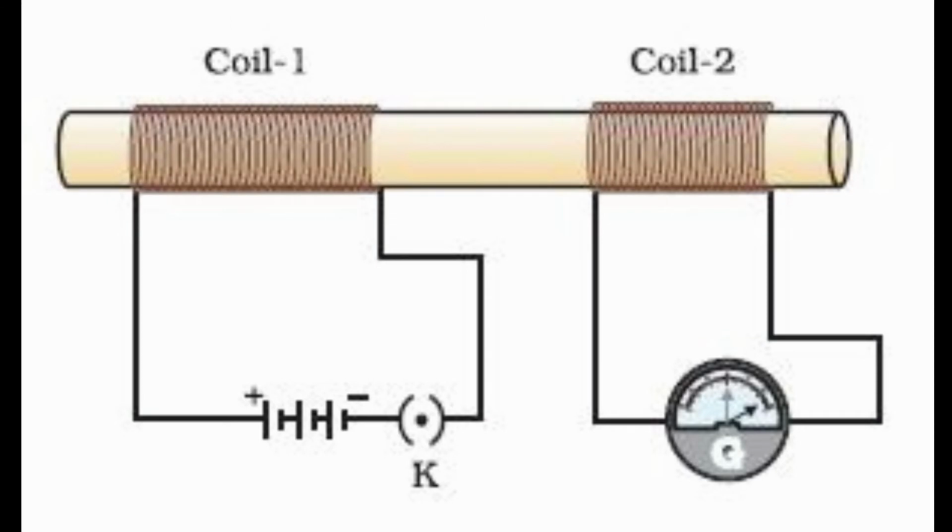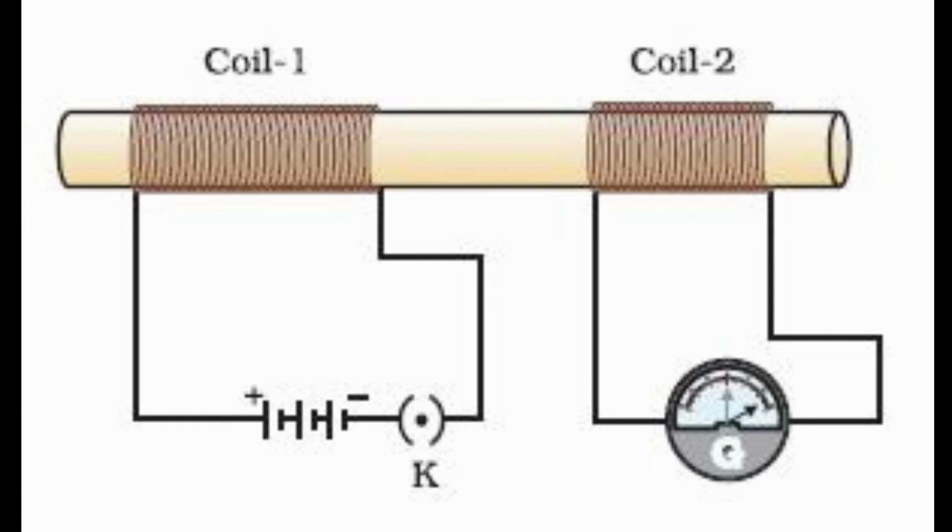Faraday further found that induced EMF is possible even if there is no relative motion, in case there are two coils. In the diagram, two coils are placed side by side, coil 1 and coil 2. Coil 1 is called the primary coil and coil 2, in which current is induced, is called the secondary coil. A battery, a key and a galvanometer are also used in this circuit.